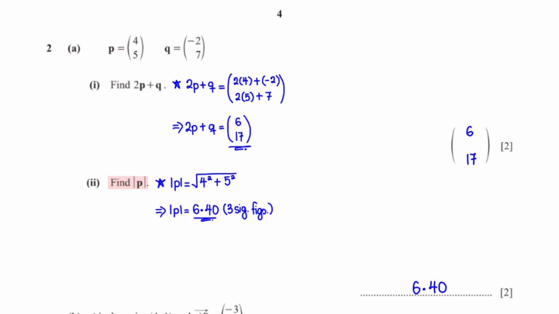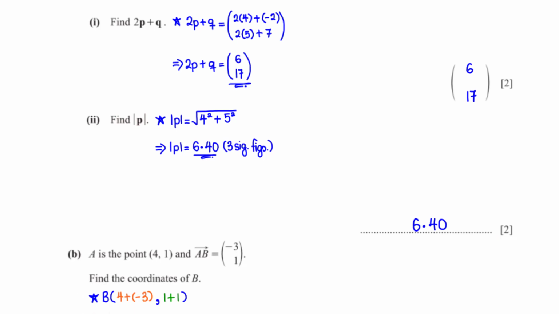Find the magnitude of vector P. The magnitude of P is the square root of the square of the top element, which is 4, plus the square of the bottom element, which is 5. This gives us 6.40, correct to 3 significant figures.